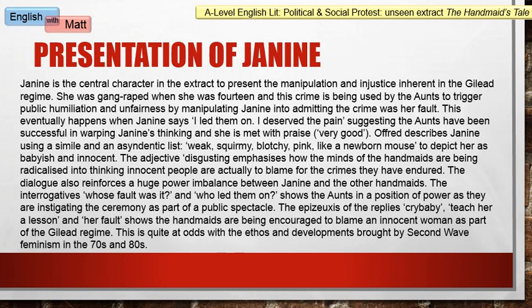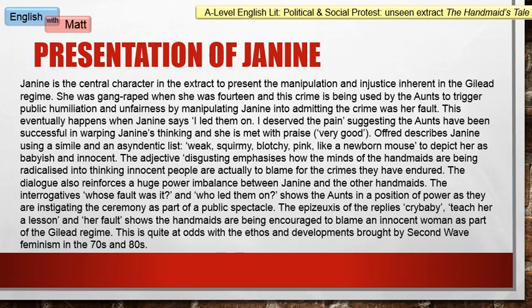The adjective "disgusting" emphasizes how the minds of the handmaids are being radicalized into thinking innocent people are actually to blame for the crimes they have endured. The dialogue also reinforces a huge power imbalance between JANINE and the other handmaids. The interrogatives, "whose fault was it" and "who led them on," show the aunts in a position of power, as they are instigating the ceremony as part of a public spectacle.